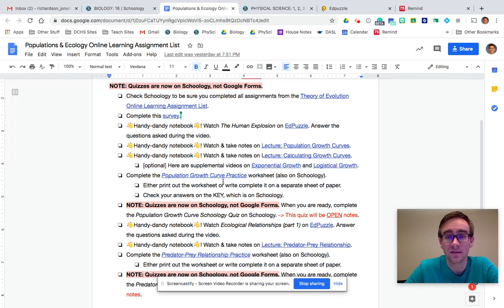I think it's a little bit easier than even Hardy-Weinberg in the fact that it's literally just plug and chug. Just know what each variable is and what you're trying to find, and you can do it from there. There's a practice worksheet. The key is on Schoology.